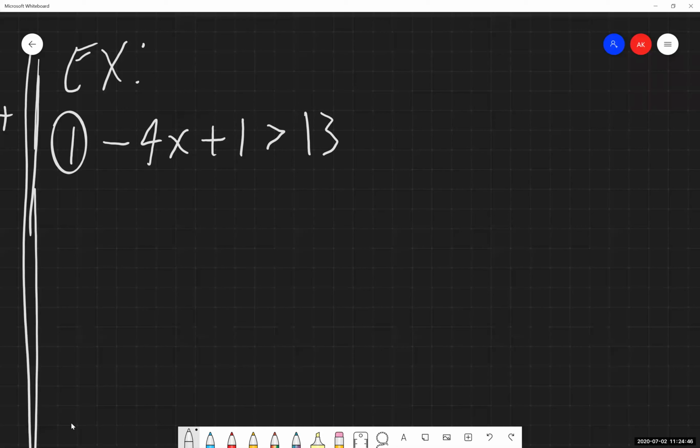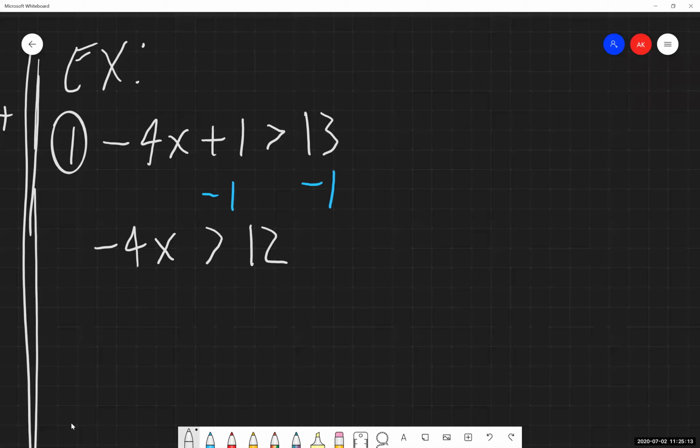We only have that stipulation of when we are multiplying or dividing both sides by a negative number that we need to do extra stuff with it. So I want to get this 4x all by itself, get the variable terms by themselves on that one side. So I'm subtracting 1 from both sides. Again, I am subtracting 1, which means that the inequality does not need to change directions right now.